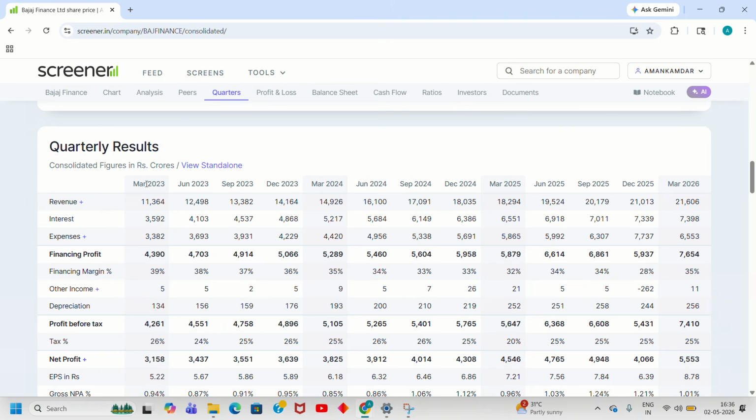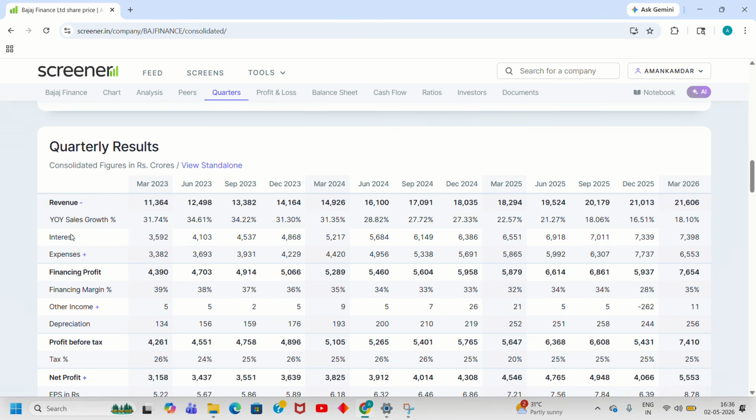Now we move on to the quarterly results. Every quarter the company publishes its results. We can see the data here is from March 2023 to March 2026. Now we move on to the revenue. There is an increasing trend in the revenue. We can see that the revenue has been constantly increasing every quarter.